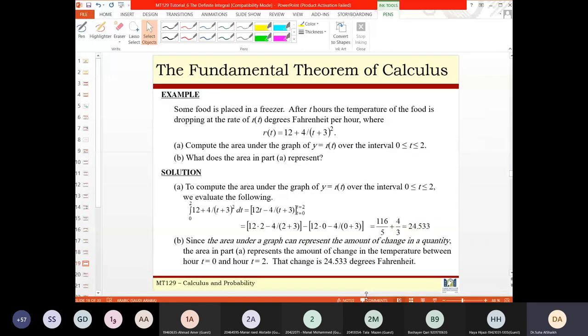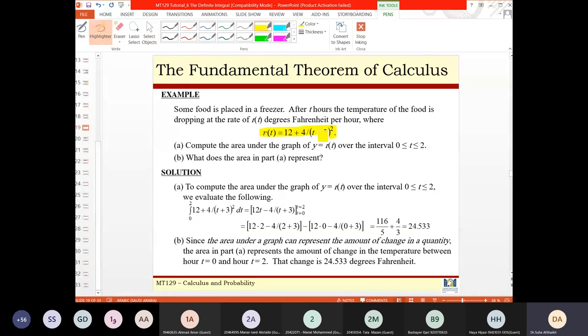Now, one more example as an application of this integration thing. Now, some food is placed in the freezer. After T hours, the temperature of the food is dropping at a rate of R of T. So the T is the time طبعا, and the R of T اللي هي rate of the change that will happen in the temperature of the food. And this is given by this formula.